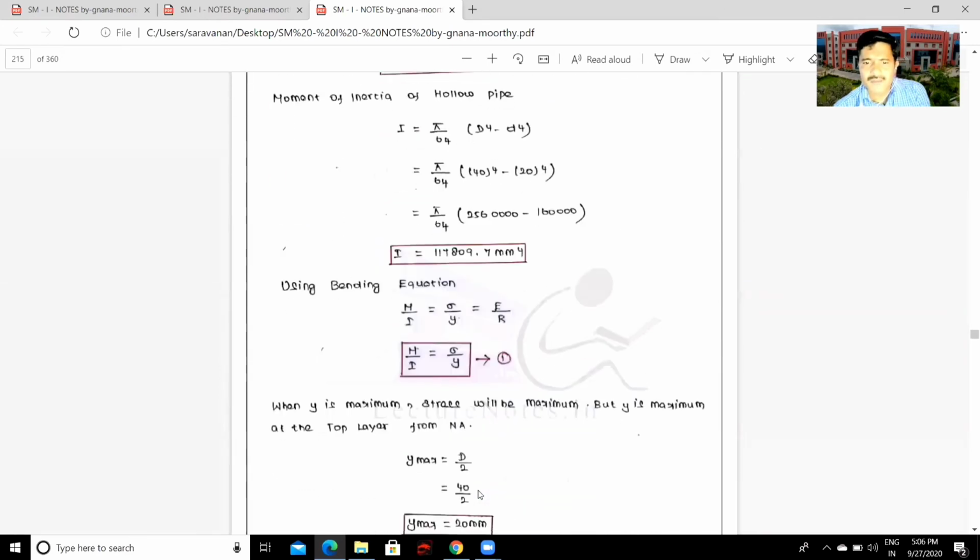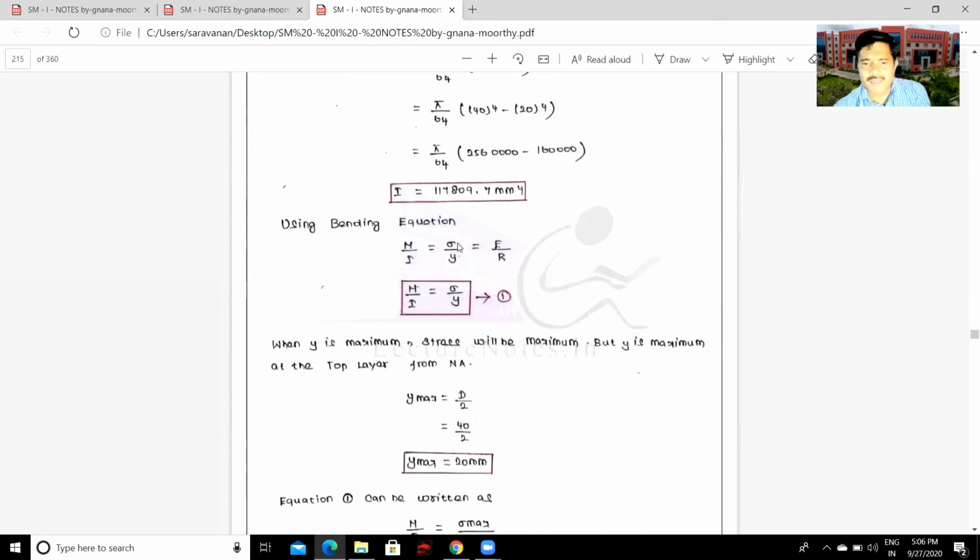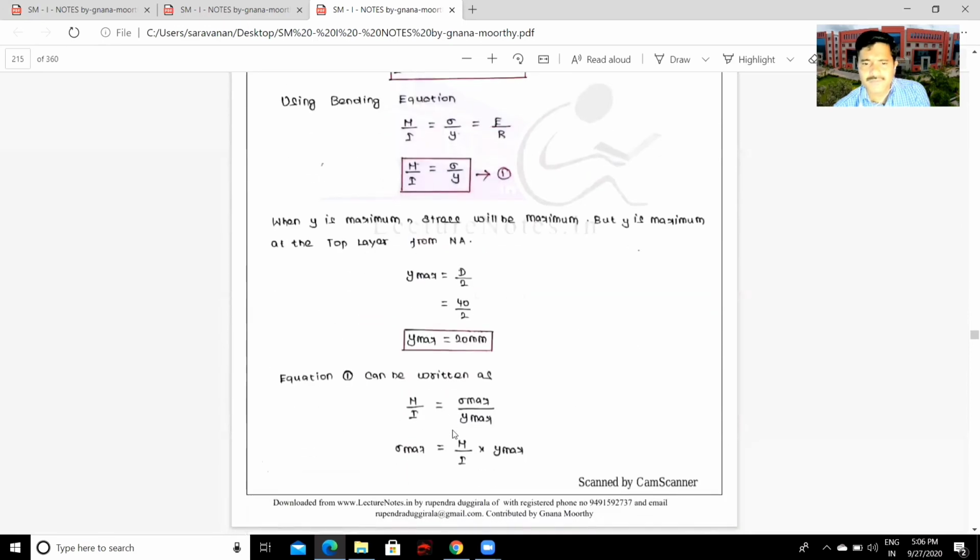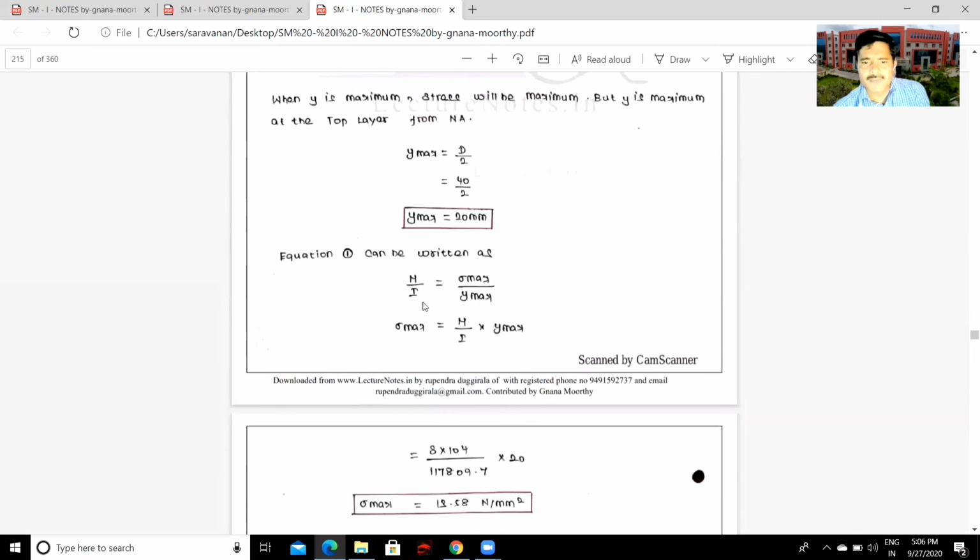Therefore, you know the bending equation M by I equal to sigma by y equal to E by R. From this, M by I equal to sigma by y. So y maximum is nothing but D by 2. So here M by I equal to sigma maximum divided by y maximum. You need to find out sigma maximum. Therefore, sigma maximum equals M by I into y maximum.